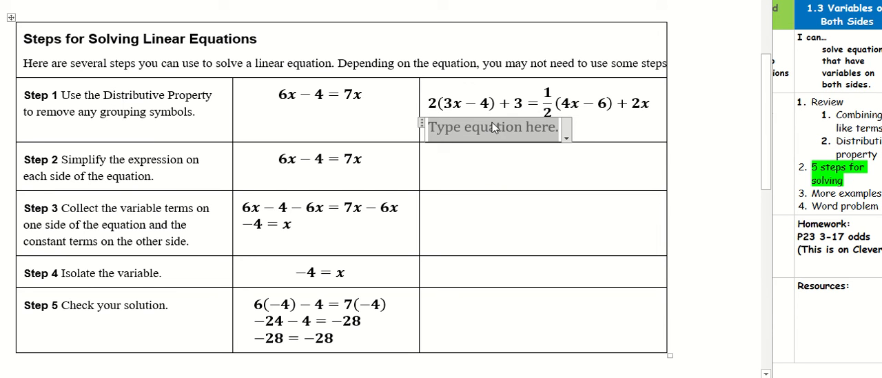2 times 3 is 6x. 2 times negative 4 is negative 8. And I'm just going to bring down the rest of it. Plus 3 equals 1/2 times 4, that's 2x. 1/2 times negative 6 is negative 3. And I'm just going to bring down the rest.